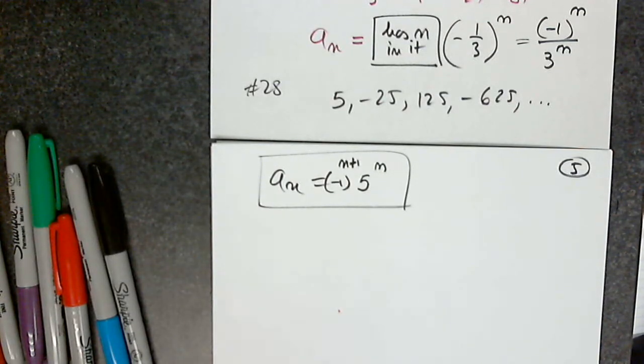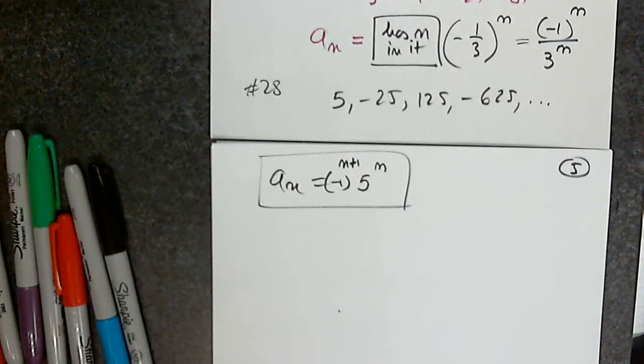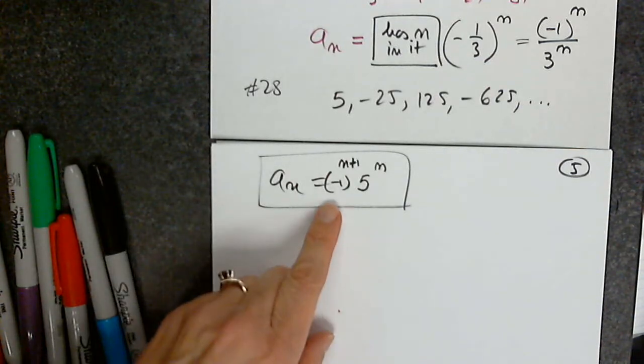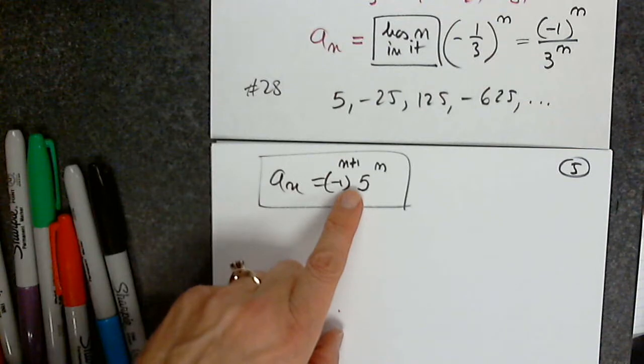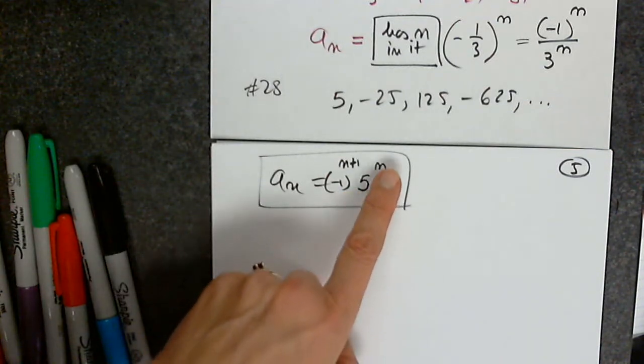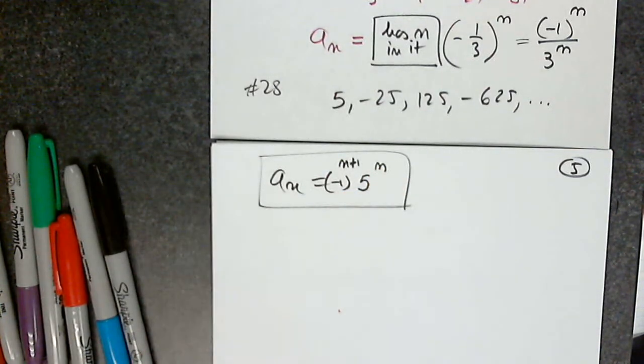Okay, let's look at one more. What would the answer of that be? I'm sorry. What's the answer? Negative 1 raised to power n plus 1 multiplied by 5 raised to power n. Is that okay? Yeah. Okay.